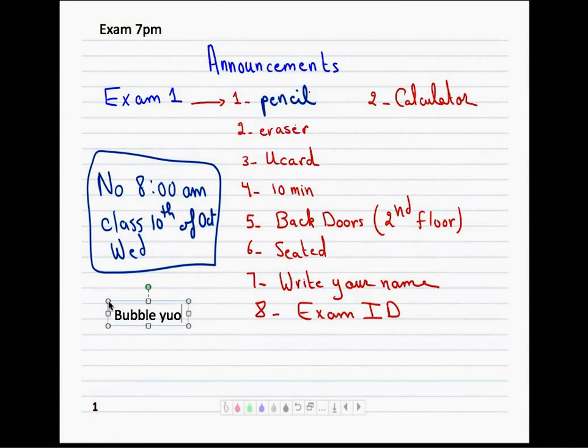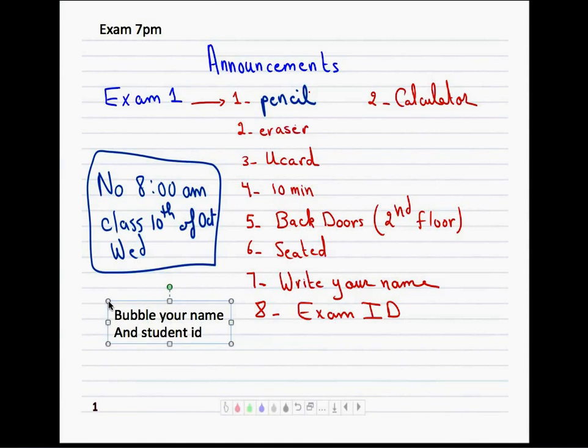I don't want your birthday. I don't want the special code. Don't fill those. All I need from you is to write down your identification number, which is your UMass ID, and to bubble your UMass ID and bubble the right numbers of your UMass ID.